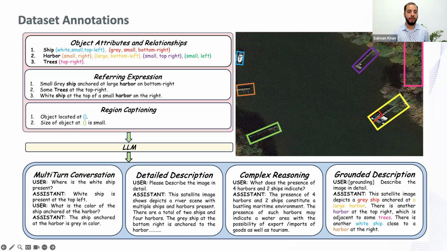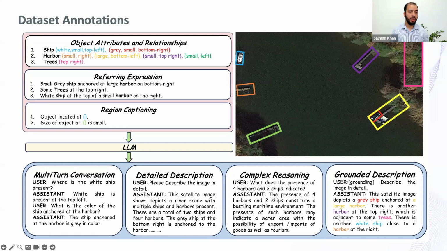So for example, a small gray ship anchored at large harbor on bottom right. As you can see, this is also specifying the relative location of these objects, their certain attributes, and their relationship in the context of the scene itself, so that the model can actually pick up those specific objects based on the user query. Similarly, we put in information on region captioning.